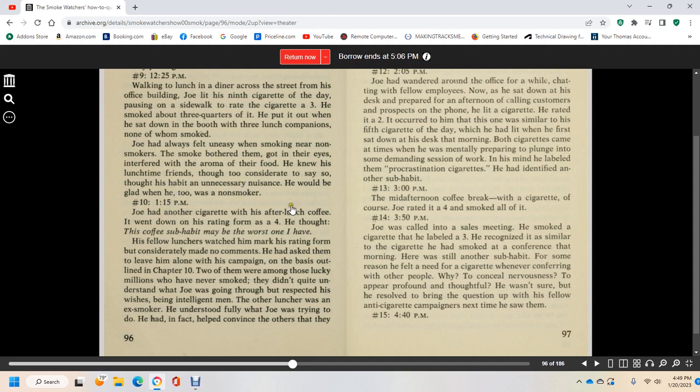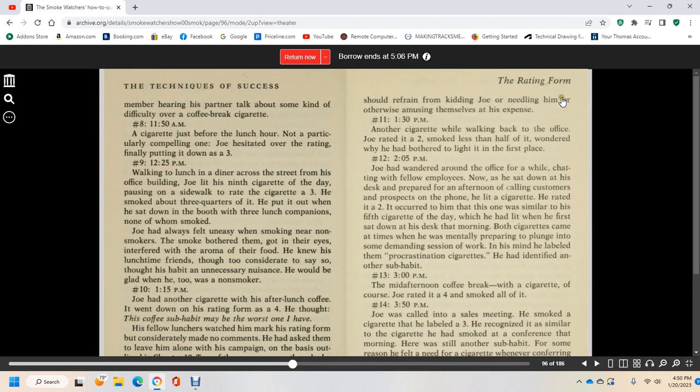1:15 p.m. Joe had another cigarette with after-lunch coffee and rated it a 4, with the thought that the coffee sub-habit may be worse. His fellow lunchers watched him mark his rating form and made no comments. He asked them to leave him alone with his campaign. Two of them were among the lucky millions who had never smoked, and they didn't quite understand what Joe was going through. The other luncher was an ex-smoker who understood fully what Joe was trying to do, and he had in fact helped convince the others that they should refrain from kidding Joe, needling him, or otherwise amusing themselves at his expense.